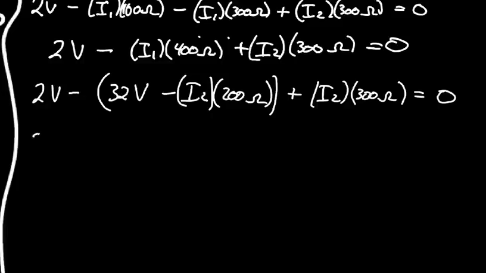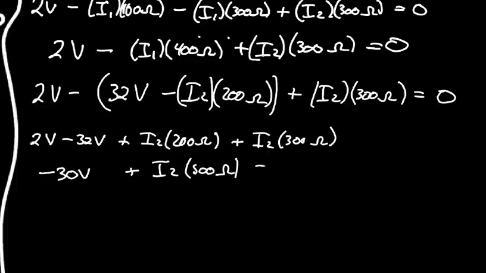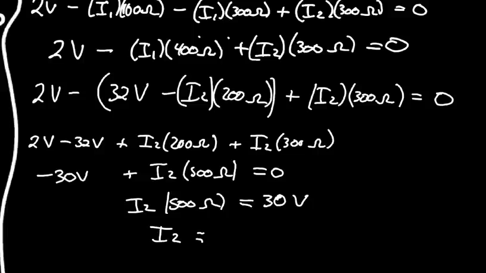Let's see, I've got 2 volts minus 32 volts. And then plus I2 times 200 ohms. And then plus I2 times 300 ohms. So this would be a negative 30 volts plus I2 times 500 ohms has to equal 0. I2 times 500 ohms has to equal 30 volts then, adding that 30 volts to both sides. And so I'm going to get, for my final answer, after all this substitution work, 30 volts divided by 500 ohms, which gives us an answer of 0.060 amps.